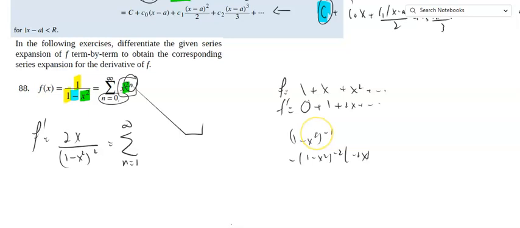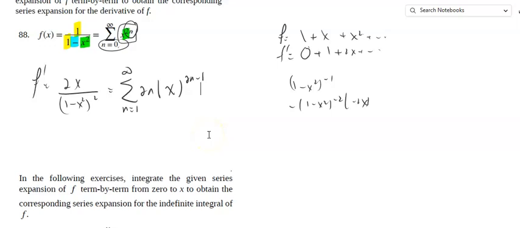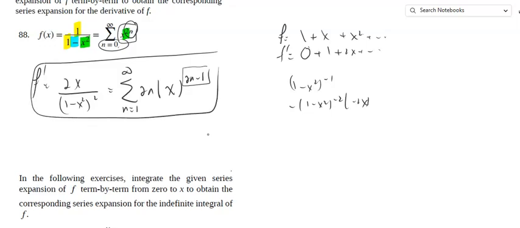We're going to say, look, bring the 2n down and subtract 1 from the power. Now, here's the deal. If you can make that x to the n power, you must. If not, you could leave the answer like that. That's not a big deal.